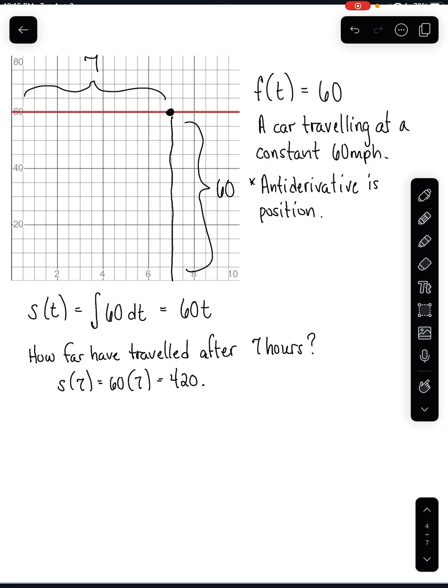Now, that works out just fine, and we could use any t value we want for this. What if we change the question, though? How far do we travel between t equals 2 and t equals 5 hours? I chose a simplistic function, and this should be an easy enough answer to come up with just from a little bit of common sense. From t equals 2 to t equals 5 is 3 hours, right? So if we're traveling at a constant 60 miles an hour, 60 times 3 would be 180.